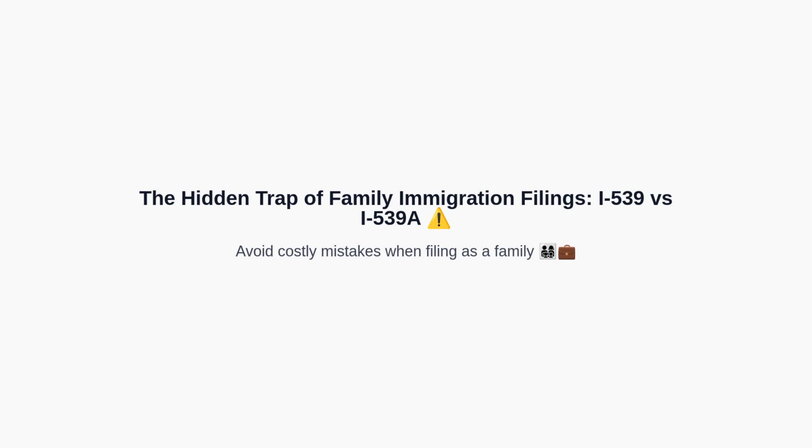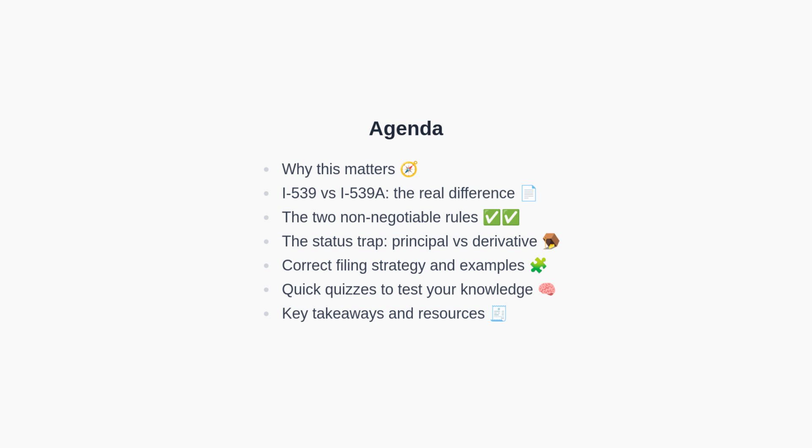Welcome to today's video on the hidden trap of family immigration filings, specifically when the I-539A is not your friend. First, we will set the stage by explaining why bundling family applications can go wrong. Then, we will explore what Form I-539 is and what the I-539A is intended for. By the end, you will understand exactly when to file together and when to file separate applications to protect your family status.